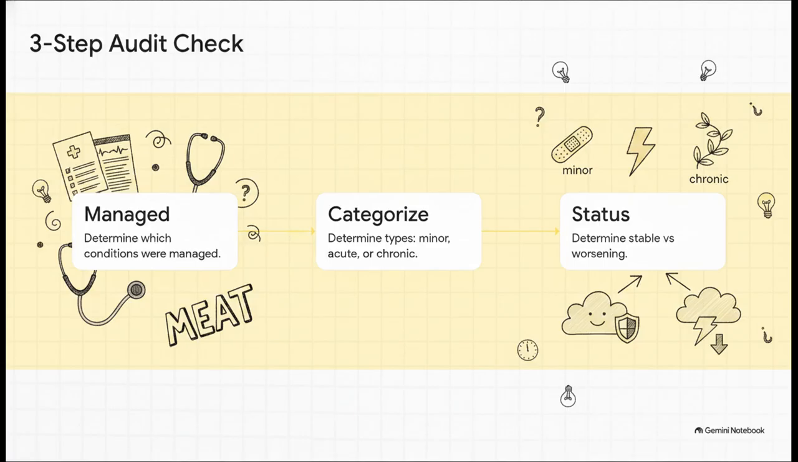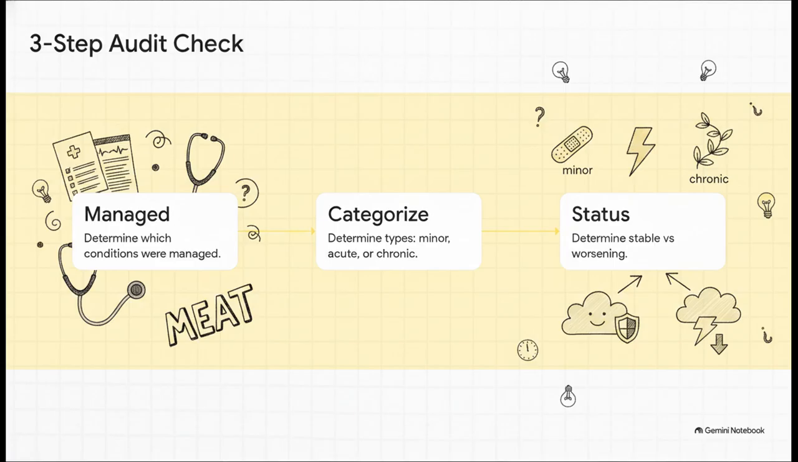Step 1. When you open a chart, first figure out which specific conditions were actually managed during that visit. Remember the MEET acronym? Was it monitored, evaluated, assessed, or treated? Just listing a diagnosis in the chart doesn't count for beans. Step 2. Once you've got your list of truly managed conditions, categorize the type using the rules we just went over. Is it minor? Is it a short-duration acute issue? Or is it an ongoing 1-year-plus chronic condition?